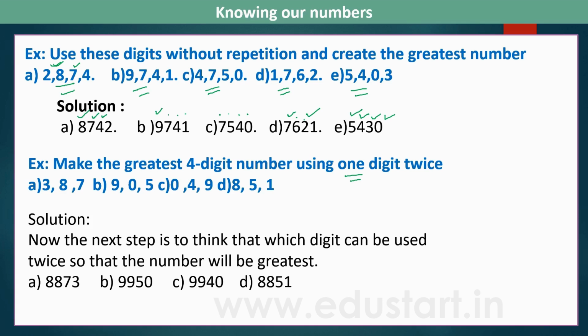Now in this case, what is the biggest digit? 8. If you consider 3877, it is mentioned that one digit can be used twice. So let's use 8. 8 is the biggest, so the biggest number is 8873. For the next one, the biggest digit is 9, so let's use 9 twice: 9950. In the third also 9, so 9940. In the fourth one, 851, 8 is the biggest, so 8851 is the biggest number that can be generated. I think this one is clear.